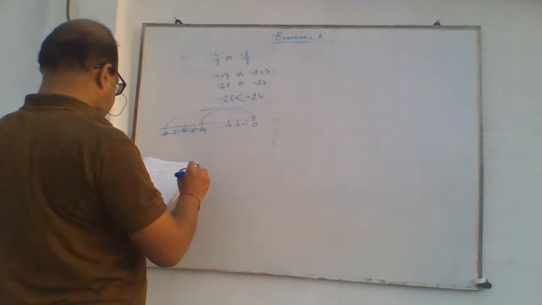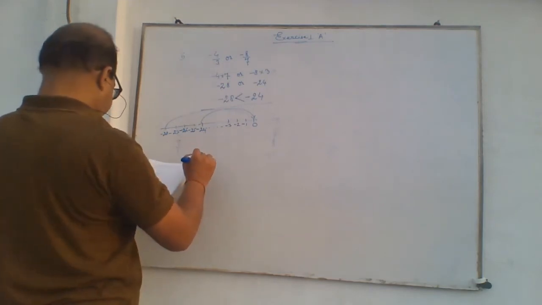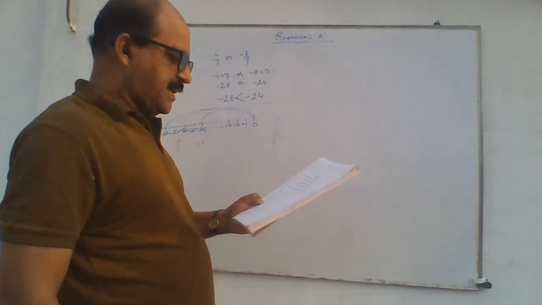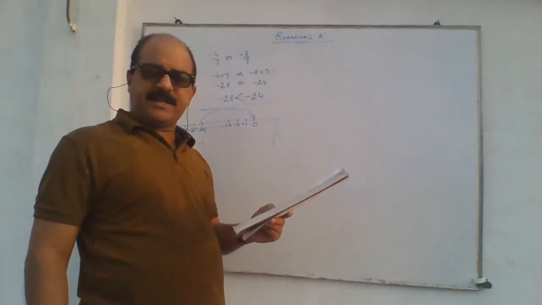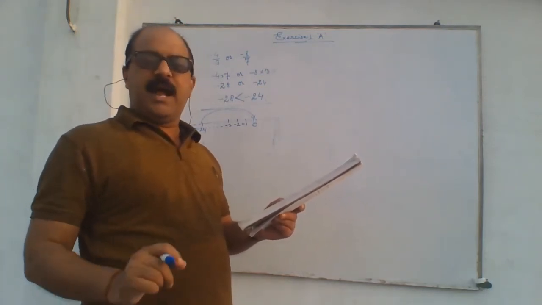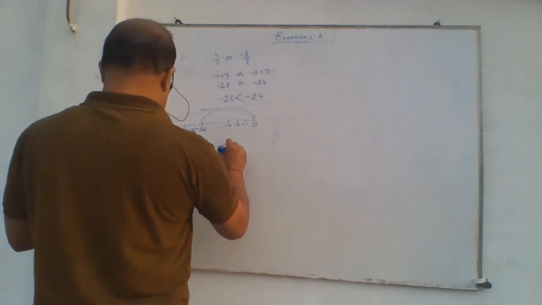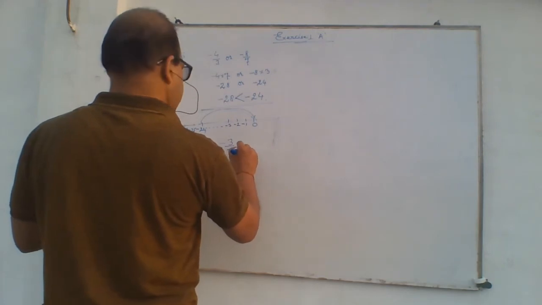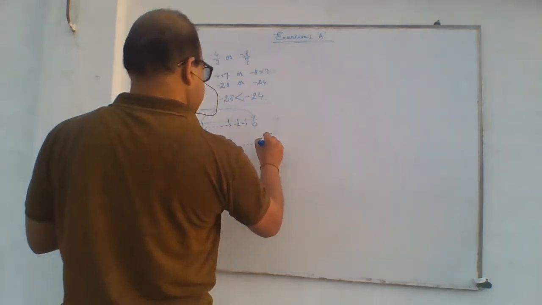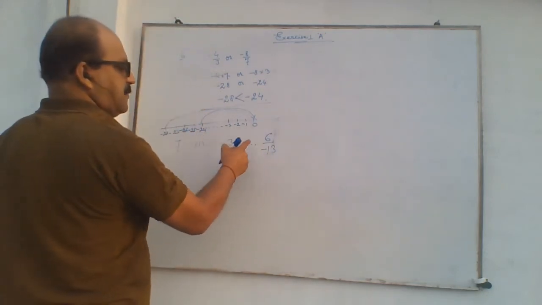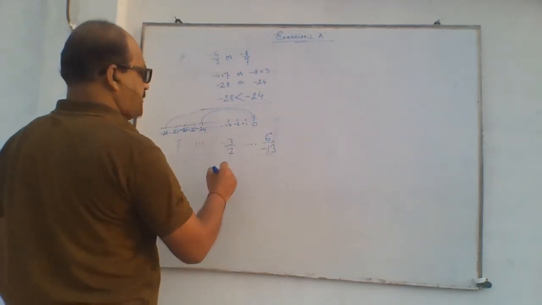Now question number 7. Fill in the blanks with the correct symbols out of greater than, equal to and smaller than. Minus 3 by 7, fill in the blank, 6 by minus 13. In the same way, compare these numbers and you will obtain it.